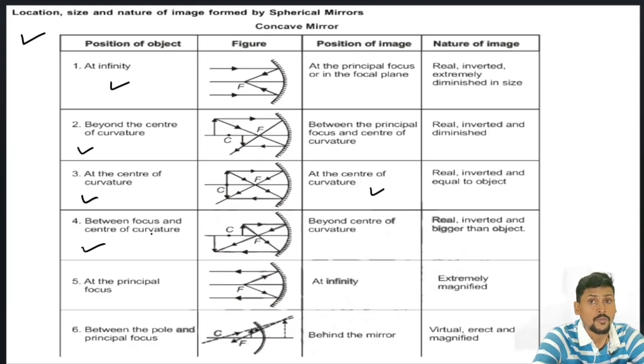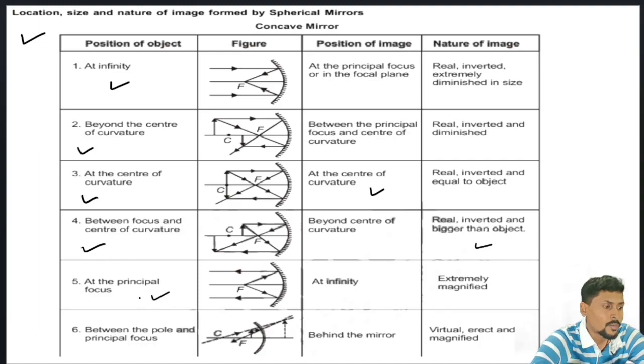Next, if the object lies between focus and center of curvature of a concave mirror, that is between F and C, then the image will be formed beyond the center of curvature, and the nature will be real, inverted and bigger than the object. That means this is a magnified image or enlarged image.